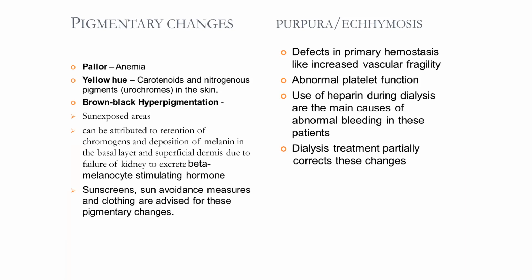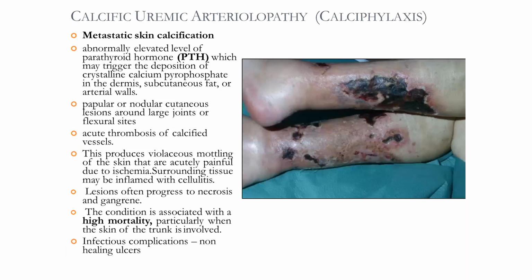Then purpura and ecchymosis may also develop due to defects in primary hemostasis like increased vascular fragility, abnormal platelet function, and use of heparin during dialysis. These are the main causes of abnormal bleeding in these patients, and dialysis treatment partially corrects these changes. Calcific uremic arteriolopathy, that is calciphylaxis: deposition of calcium in abnormal locations due to abnormally high levels of parathyroid hormone, and crystalline calcium pyrophosphate is deposited in the skin, fat, and the arterial walls. The condition is associated with a high mortality, particularly when the skin of the trunk is involved.